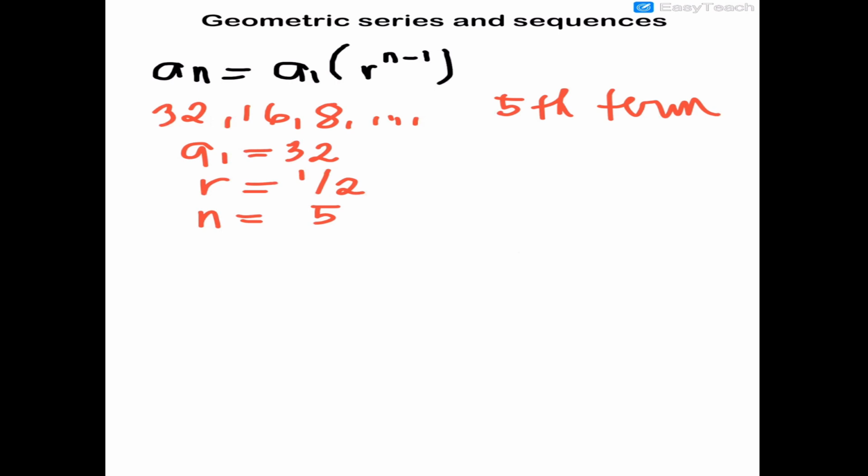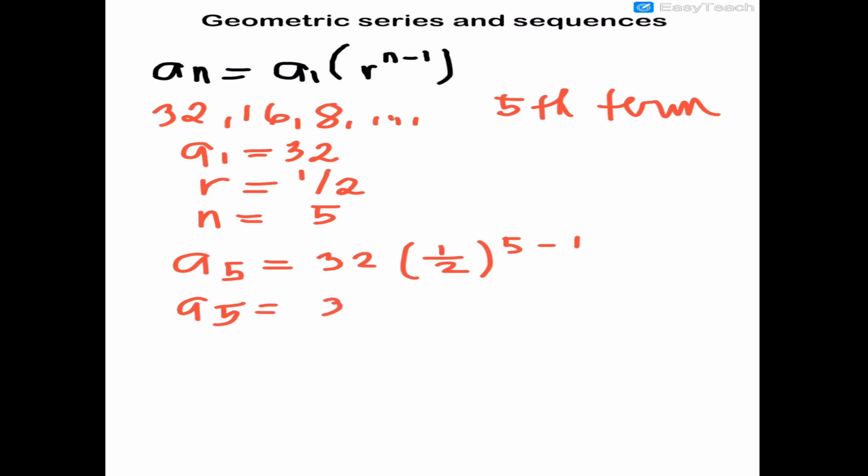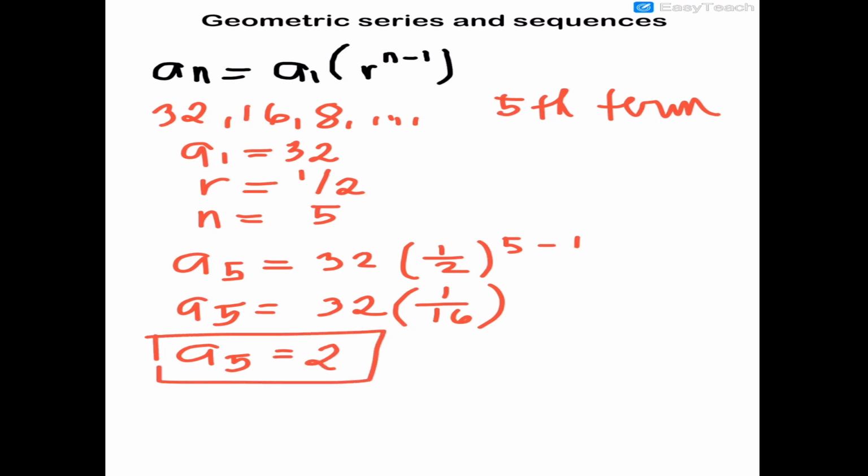So to apply, we have a sub 5 is equal to 32 times 1/2 raised to 5 minus 1. Next, we have a5 is equal to 32 times 1/2 raised to the 4th power, which is 1/16. Then a5 is equal to 32 times 1/16, which is 2. So the fifth term in this decreasing series or progression is 2.